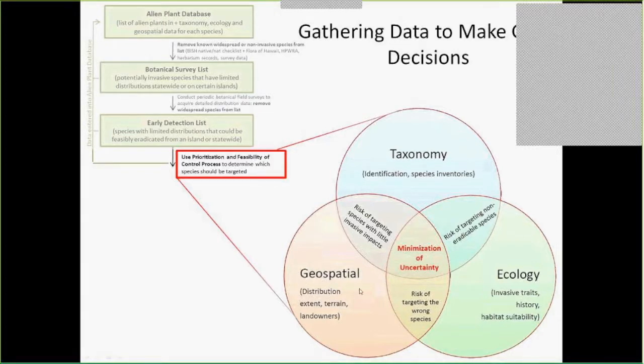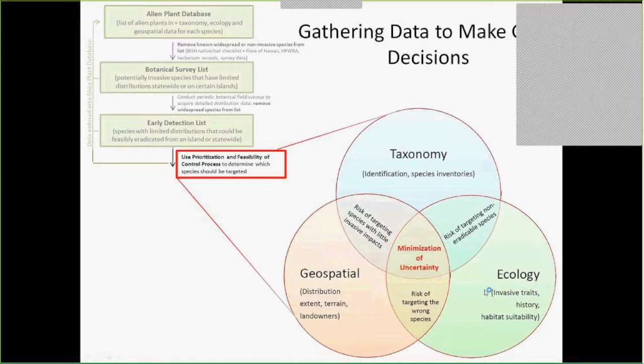And if you're missing one of these 3 nodes, then you're going to have an increased risk that you're allocating your resources improperly. So for example, if you have taxonomic data and ecological data, but not geospatial data, you run the risk of targeting non-eradicable species because you don't have enough data about its distribution. If you have taxonomic data and geospatial data, but not the proper ecological data, then you run the risk of targeting species with little invasive impacts because you don't have those life history traits or evidence of what it does outside of its native range elsewhere in the world.